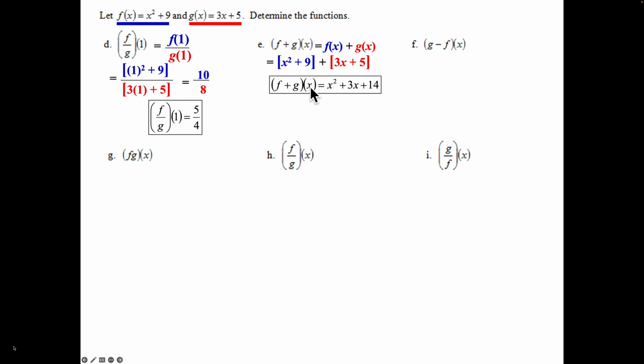If this is an x here, then you have to have x's here. If you have a value, then you end up with a value.